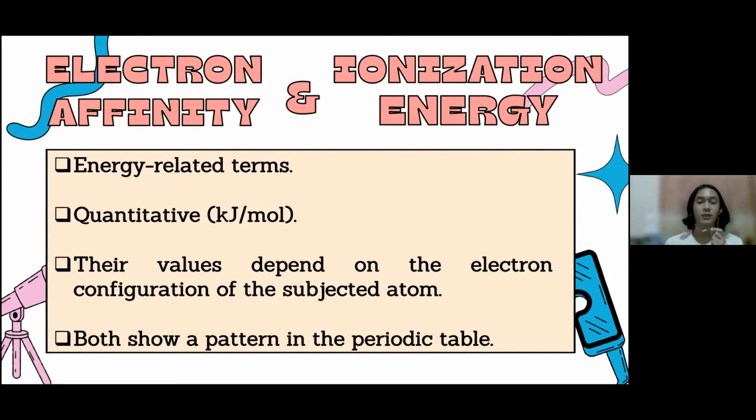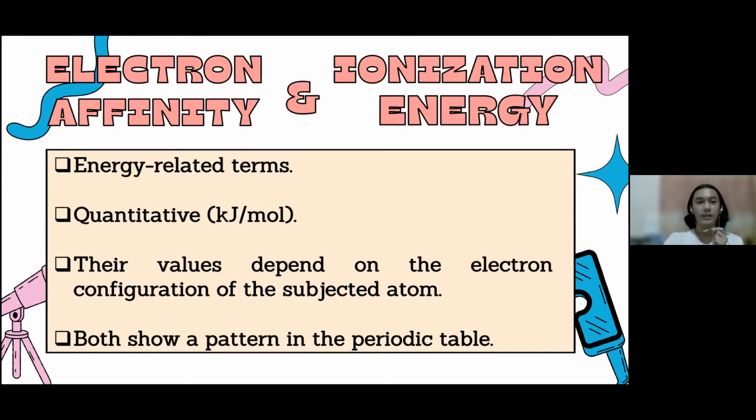Next, both of them are quantitative, since they deal with the amount of energy needed or released during a certain process. Electron affinity and ionization energy will be quantitative in nature. It is also worth mentioning that they are both measured in kilojoules per mole. Another thing is their values depend on the electron configuration of the subjected atom, which will then show that they both have a pattern in the periodic table.